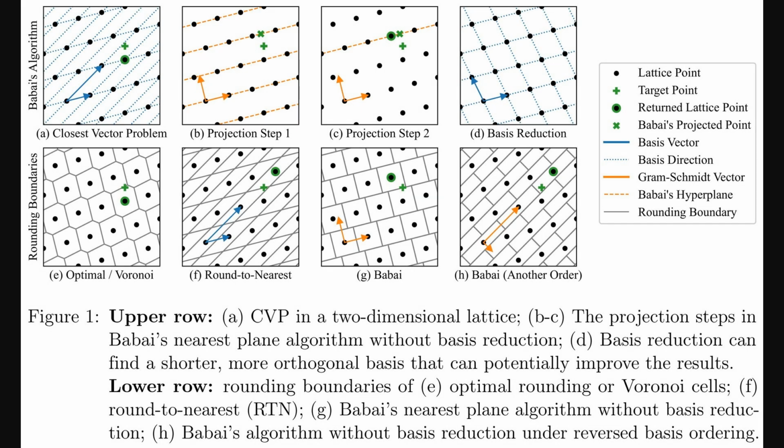Building on that, this figure gives us a fantastic visual for what's actually happening. The top row shows Babai's algorithm at work. The black dots form the lattice, that grid of possible quantized values we mentioned. The green cross is our original high-precision value. The algorithm then takes these projection steps, essentially walking along specific directions until it lands on the closest lattice point. This is the geometric process that GPTQ is secretly performing. The bottom row contrasts this with other methods, showing how different algorithms carve up the space into different rounding regions.